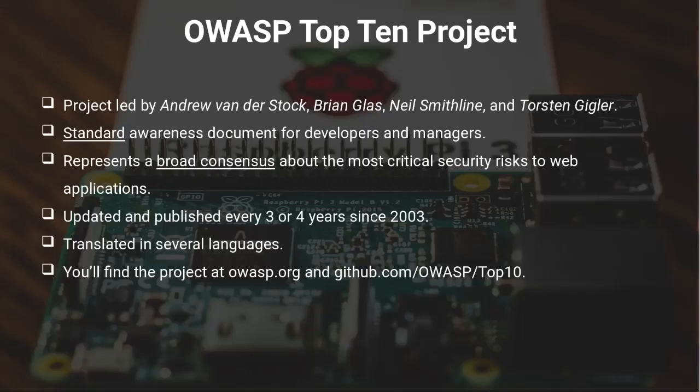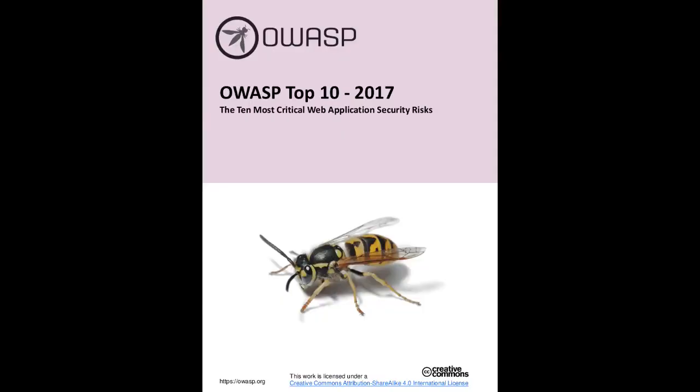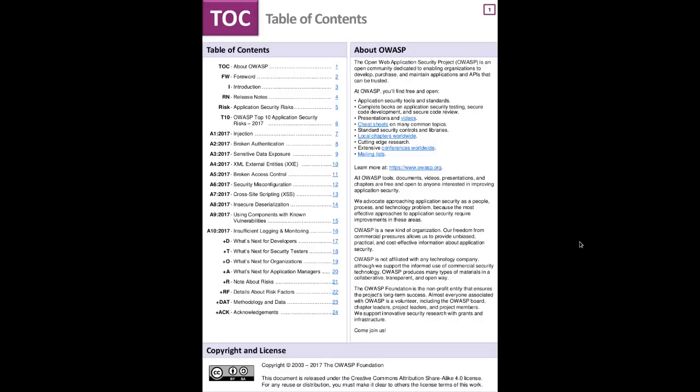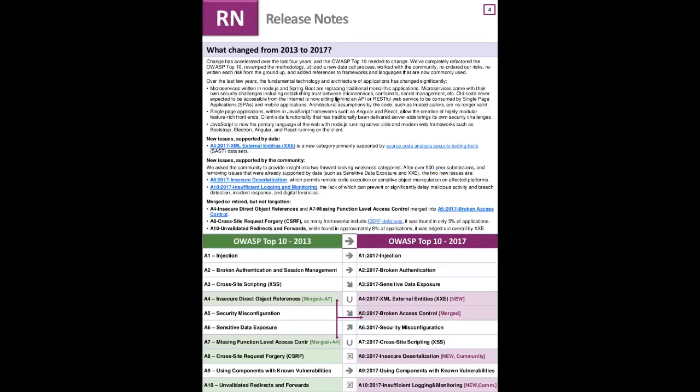Better than talking, let's see how the document looks like. This is the latest published version at the time this course is being recorded. The document structure hasn't changed that much, and you may expect future versions to keep the same structure. The Release Notes section provides relevant information about how that specific version was built and how does the final top 10 compares with the previous version. Let's see how the top 10 security risks are presented in the document.